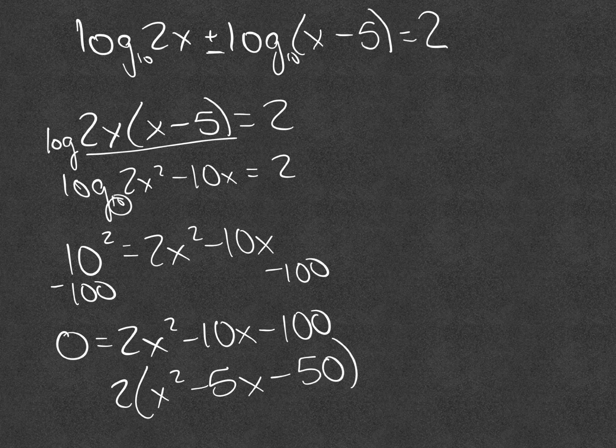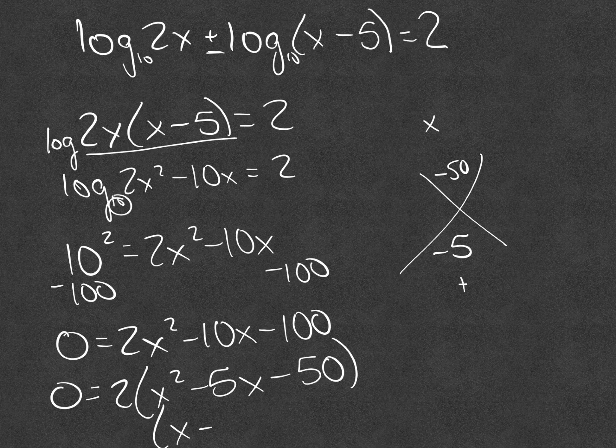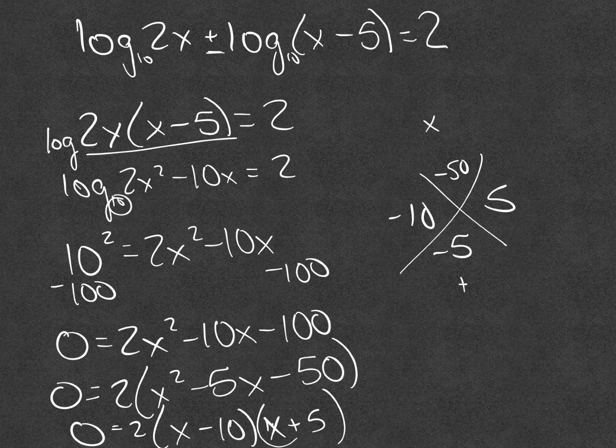We're going to go ahead and factor. That all equals 0. What multiplies to be negative 50 that adds up to be negative 5? Well, x minus 10 and x plus 5. And we still have that 2 on the outside, which is not going to matter when we go ahead and solve. All right, I'm going to move it over this way for sake of room. And I get that x equals 10 and x equals negative 5.